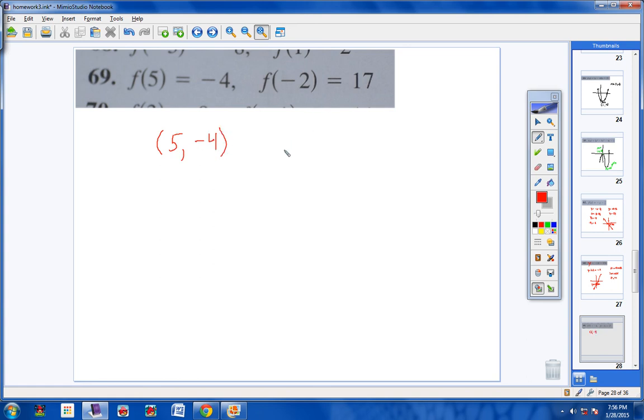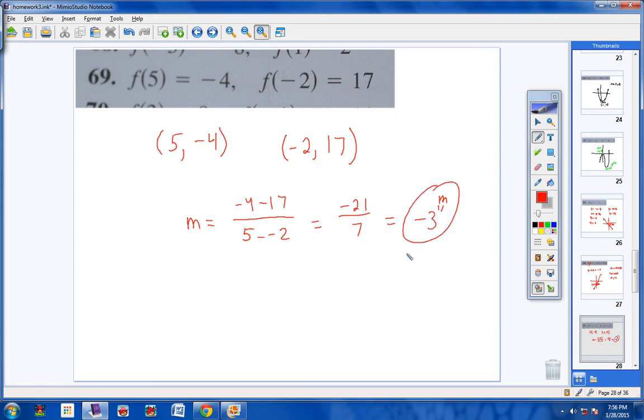F of -2 equals 17 means you have an ordered pair of -2, 17. Now, remember when you write a linear equation, the first thing you need is the slope. So y minus y, -4 minus 17, over x minus x, 5 minus -2. So I would get -21 over 7, which of course reduces to -3. So there's your slope right here, m equals -3.